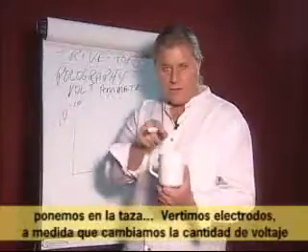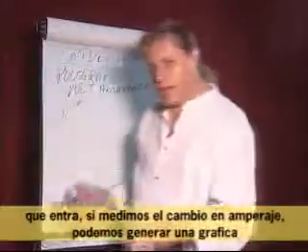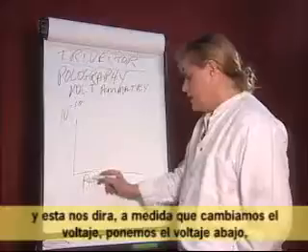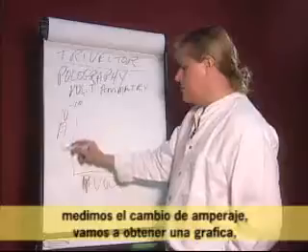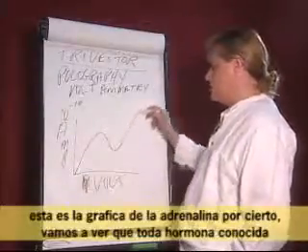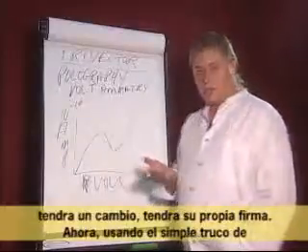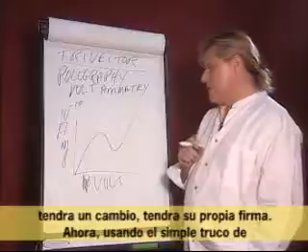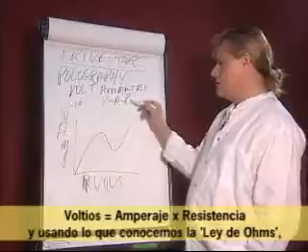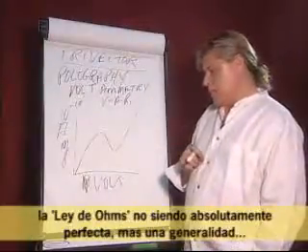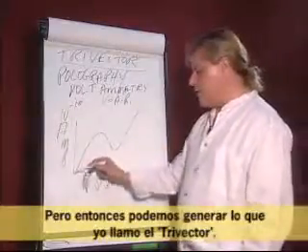As we change the amount of voltage going in, if we measure the change in amperage, we can generate a graph. We'll put voltage on the bottom, we measure amperage change, and we're going to get a picture. This is the picture of adrenaline, by the way. We're going to see that every known hormone will have its own signature. Now, by a simple trick of using volts equals amps times resistance, using what we know as Ohm's law, not being absolutely perfect, it's more of a correlate, we can generate what I call the trivector.